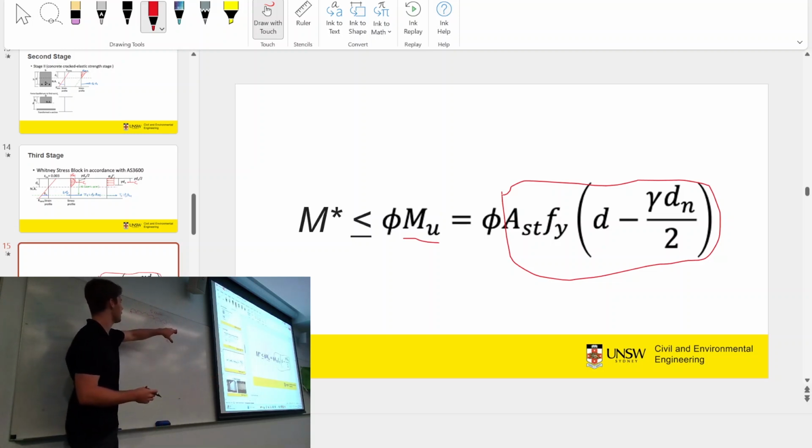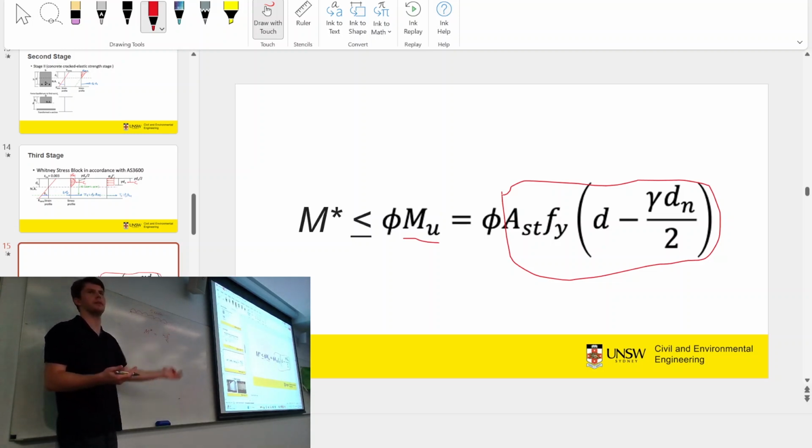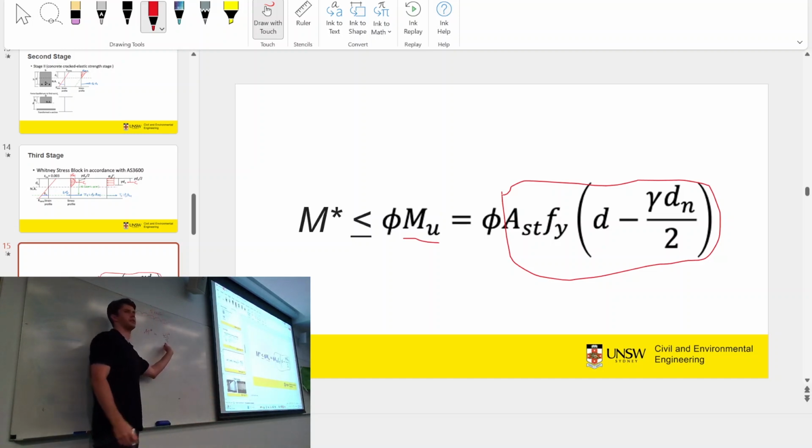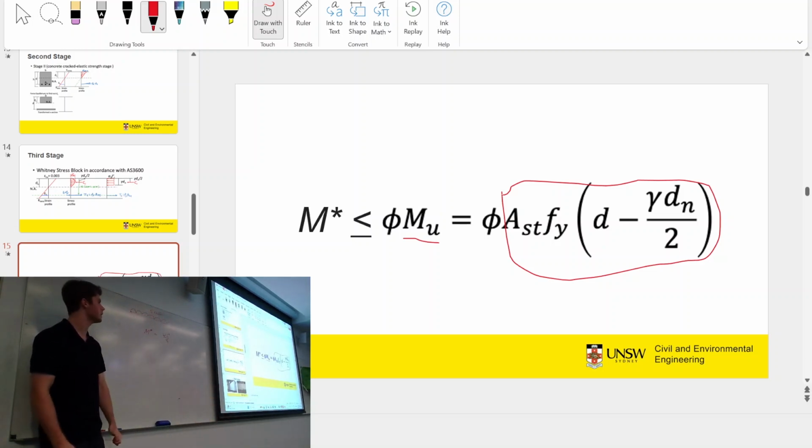You should actually familiarize yourself with this simple formula. It comes up a lot, and you use it a lot for simply supported beams. So I would actually memorize this. It's not too bad to memorize.